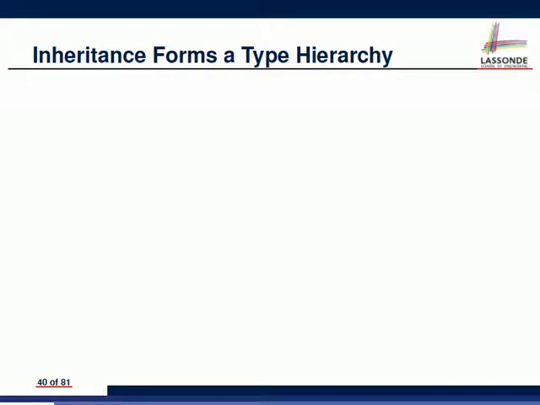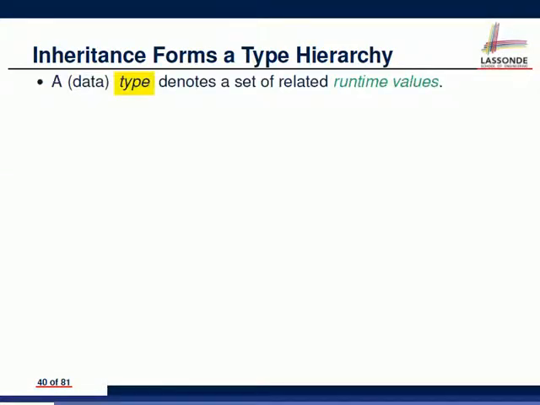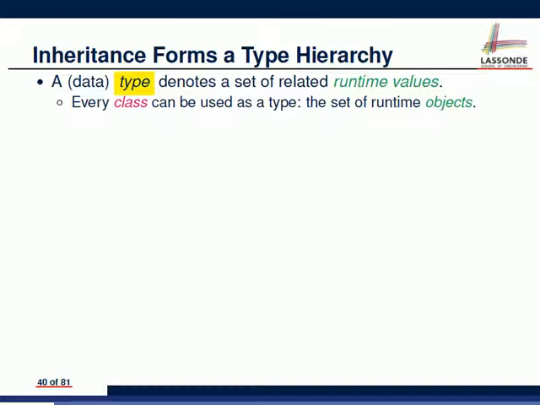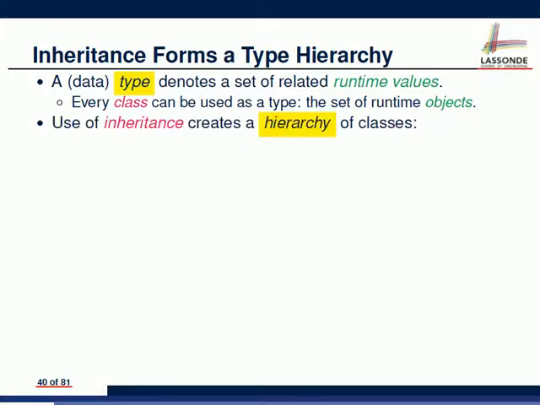Let's now go over a little bit of formal rules, which you have to know. First of all, what's a type? A type is simply a set of related runtime values, like an integer, string, or Boolean. They're just different sets of runtime values. Now every class can also be used as a type. This might be new to you. Every class that you define, for example Person or Student or ResidentStudent, also denotes a type, which means a set of runtime objects or addresses.